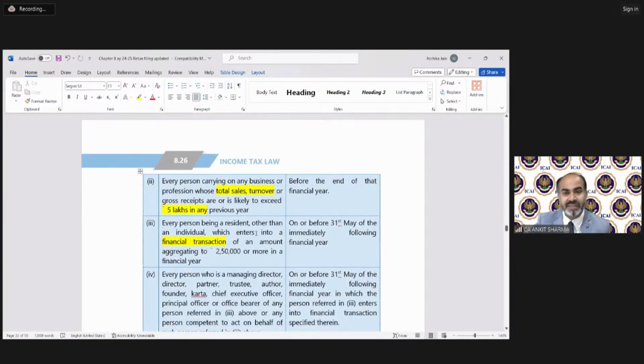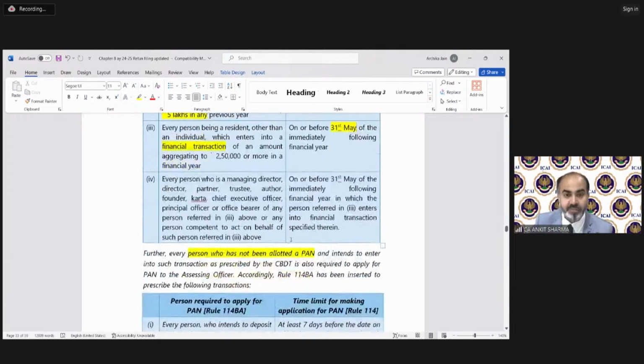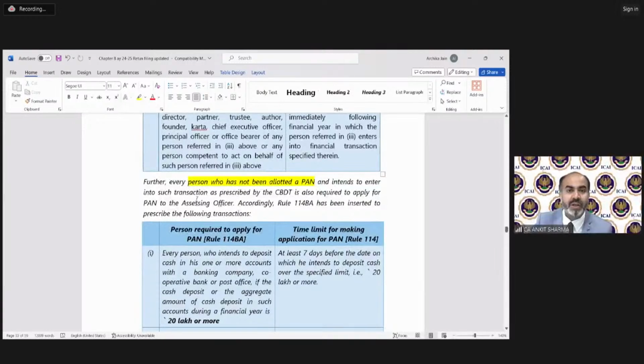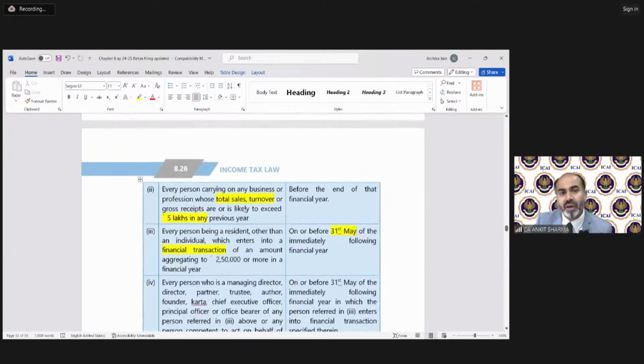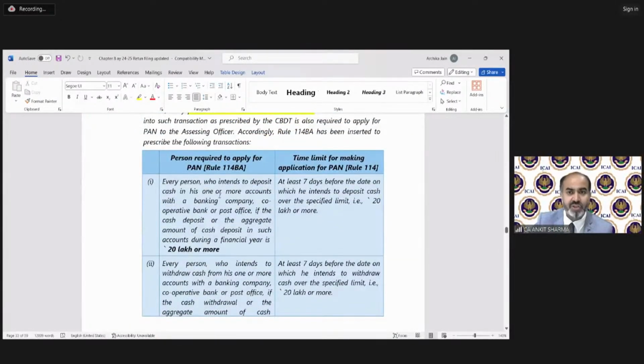Every person being a resident who is involved in a financial transaction for an aggregate of 2,50,000 or more has to apply before 31st May. You just need to underline the transaction and the date. Every person who is an MD, partner, etc. of point number 3 also has to apply before 31st May for the PAN number. Every person who has not been allotted a PAN and intends to enter into such transactions as prescribed by CBDT also has to apply for the PAN. So if you fall in category 1, 2, 3, 4, you have to apply for a PAN, and there are other transactions also.